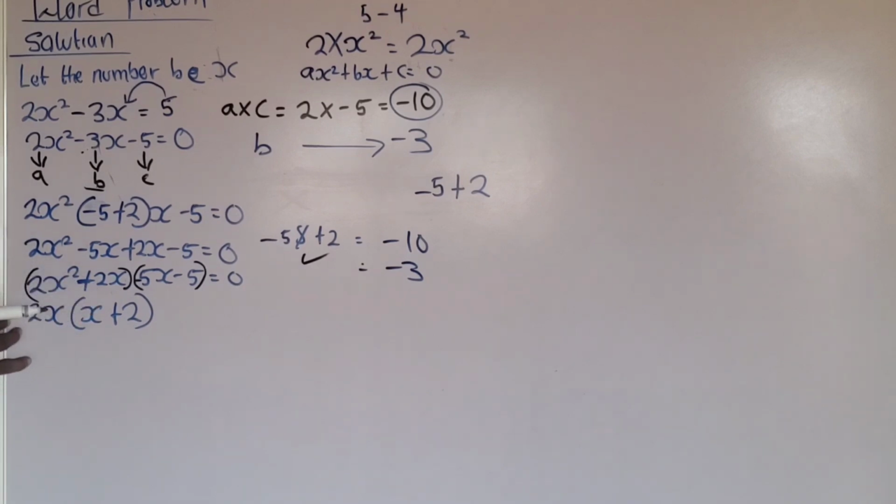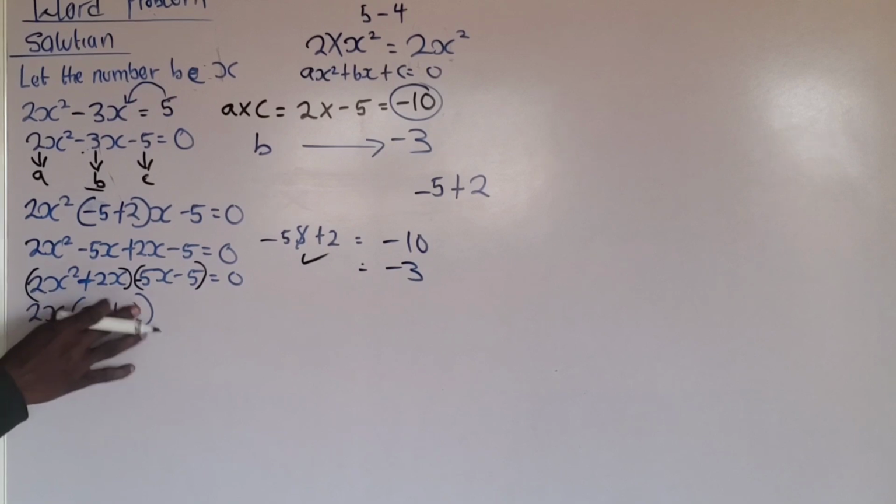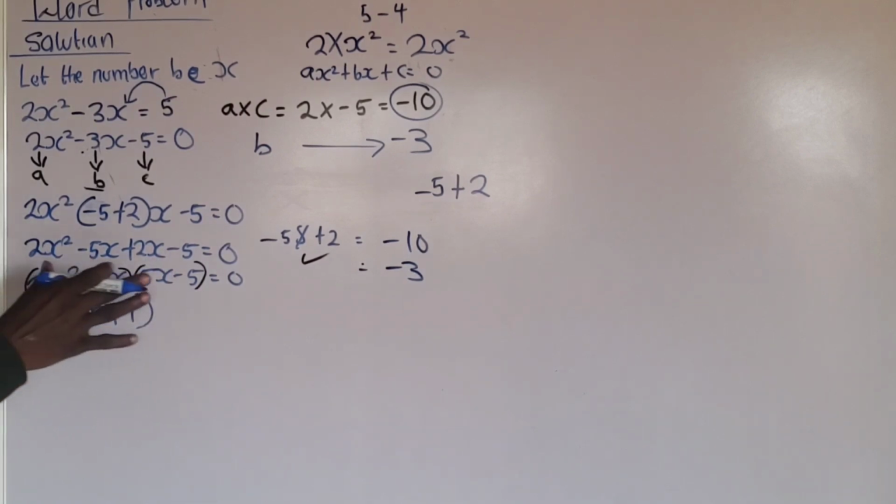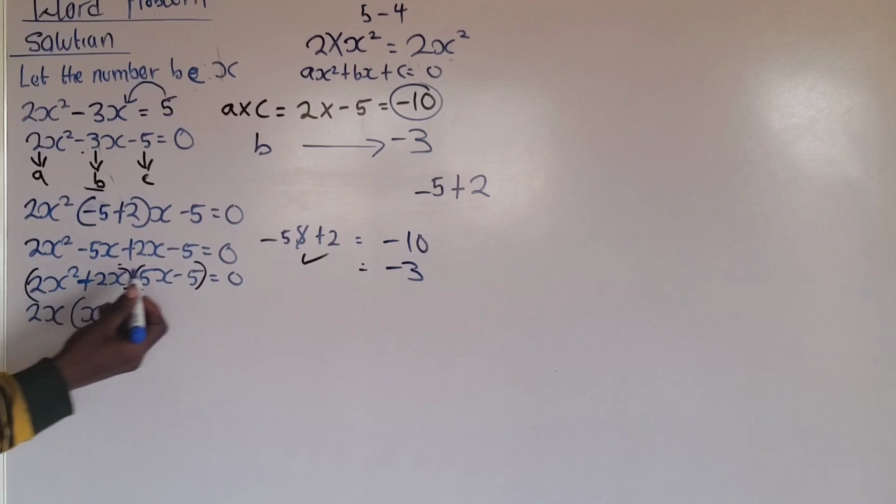Now, when I got here, I factorized. What is common to 2x squared and 2x? What is common is 2x. So I factorize 2x, then I have x plus 1. If you take the product of 2x and x, you are going to have 2x squared. If you take the product of 2x and 1, you are going to have 2x. So when I got to this point, I divided this equation into 2, the first part being here and the second part being here.